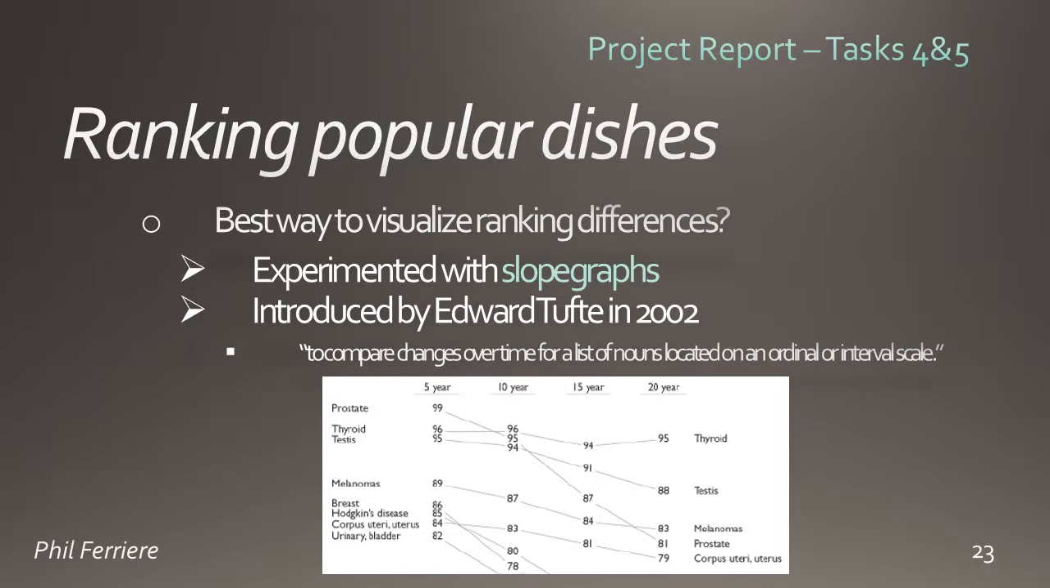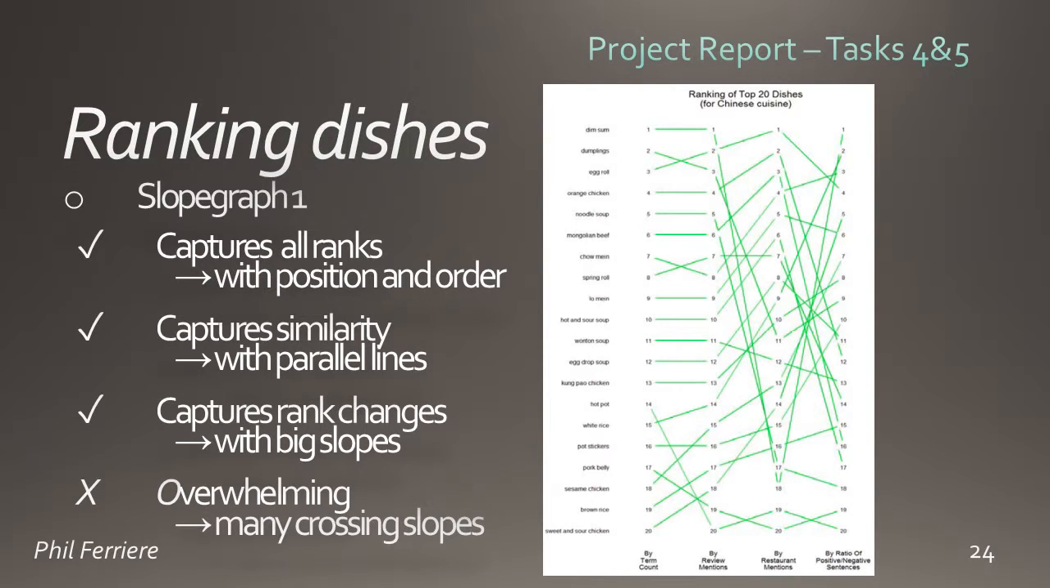Slope graphs were introduced by Edward Tufte back in 2002 as a way to compare changes over time for data that can be laid out on an ordinal or interval scale. He provided an example to show cancer survival rates over 5, 10, 15, and 20-year periods, as shown on this slide, for different types of cancer. Here's my first attempt at combining the 4 rankings in one slope graph.